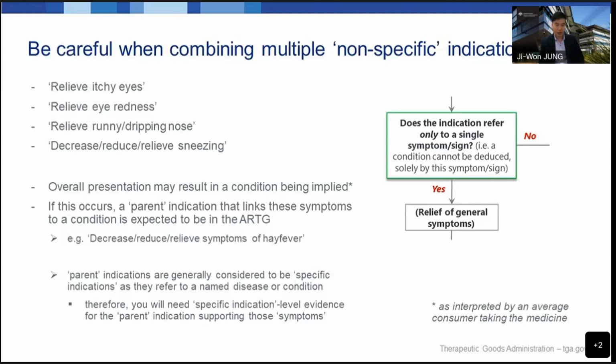I would like to point out here that you must be extra careful in how these indications are presented, especially when you are combining multiple non-specific indications, such as these four lists here. So individually, these may be considered to be non-specific indications, which only refer to a single symptom or sign. However, when you are combining these, it may be presented in a way that's implying a condition. And the condition here it's implying may be considered to be symptoms of hay fever. So make sure that with the overall presentation, when you're doing that, you keep in mind that a condition is not being implied. So in the case where the overall presentation is implying a condition, this is when it is expected that you include a parent indication that links these individual symptoms to a condition in the ARTG entry.